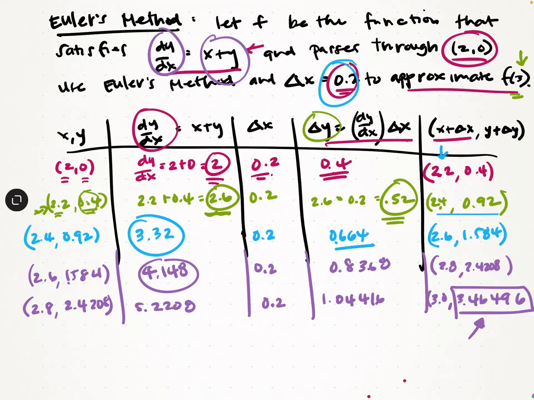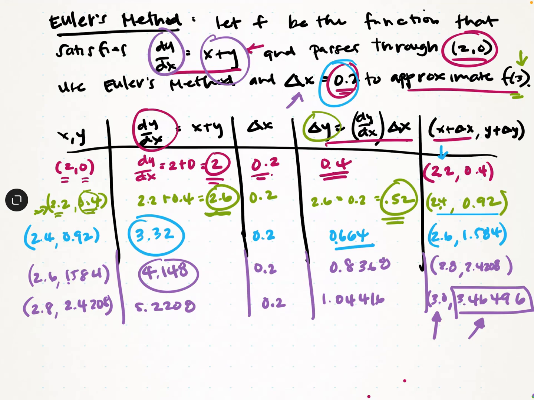So we need a starting point. Our starting point is 2, 0. And it's asking us to use Euler's method. And it's giving us our change in x, which is 0.2. And we're using that to approximate f of 3. So we know that we're done when we get to our 3 for our x.